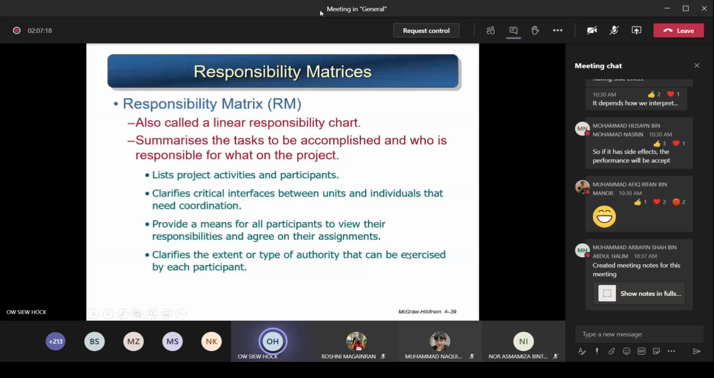So you list the project activities and the participants. You clarify critical interfaces between the units and individuals that need coordination. This provides a means for all participants to view their responsibilities and agree on their assignments, and clarifies the extent or type of authority that can be exercised by each participant.